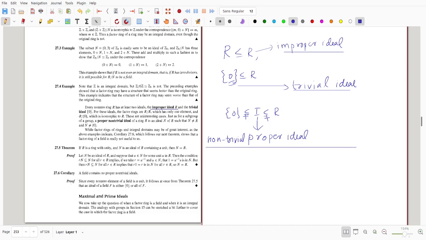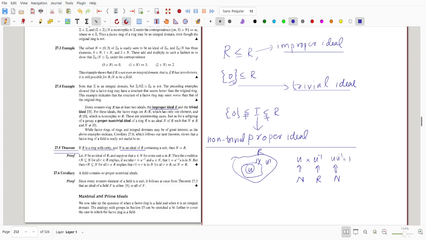You can see the next theorem, theorem 27.5. In this theorem it says that if R is a ring with unity and N is an ideal of R, so we have a ring R and there is an ideal N, and if this N contains at least one unit U, then obviously U has a multiplicative inverse in R. So U inverse is there somewhere in R. We know that if you choose an element of N and an element U inverse of R, then if you multiply these two, this is always an element of N itself.